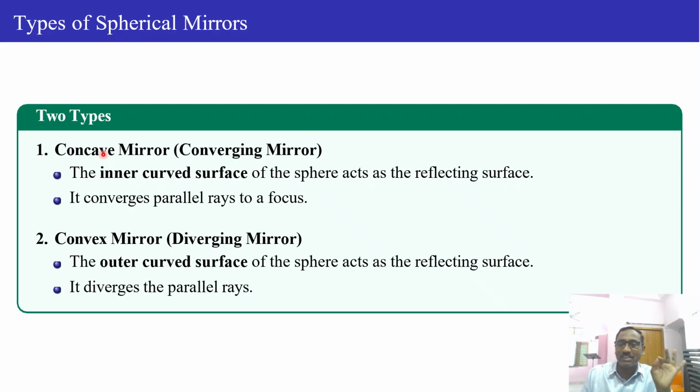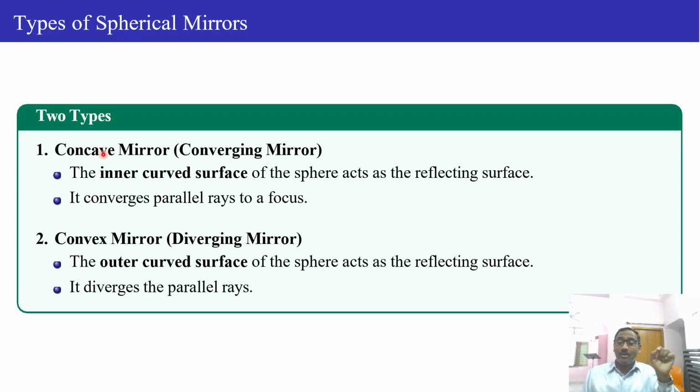What is a concave mirror? What is a convex mirror? Understood? What is a concave mirror? The inner curved surface of the sphere acts as a reflecting surface. What is a convex mirror? The outer curved surface of the mirror acts as a reflecting surface. That mirror is known as a convex mirror.